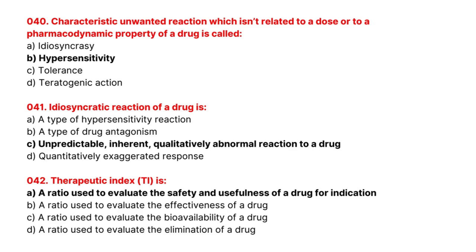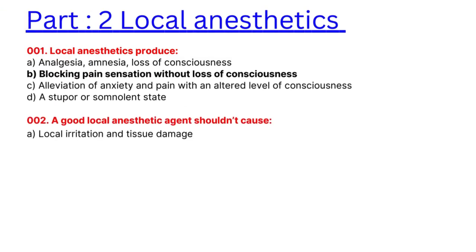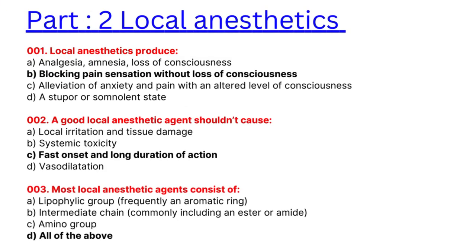42. Therapeutic index, T, is A. A ratio used to evaluate the safety and usefulness of a drug for indication. B. A ratio used to evaluate the effectiveness of a drug. C. A ratio used to evaluate the bioavailability of a drug. D. A ratio used to evaluate the elimination of a drug. Answer is A.